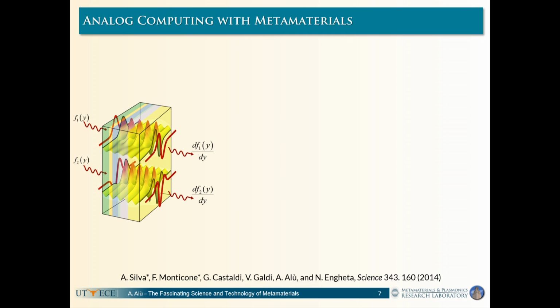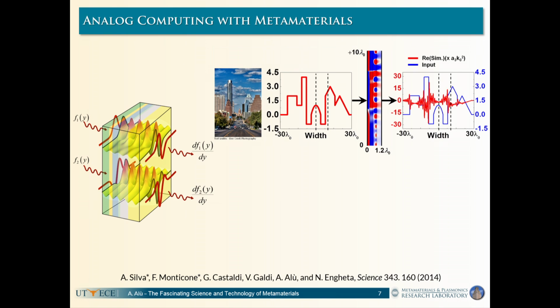So independent of the spatial wavefront you send in, you can calculate the derivative or the integral of that wavefront in the spatial domain. And that's quite interesting. This is an example, for instance, of the skyline of Boston that is imprinted on the input front of this metamaterial, and at the output front you get the second derivative of that image. You can get essentially edge sharpening in an analog fashion as light emerges from the structure.